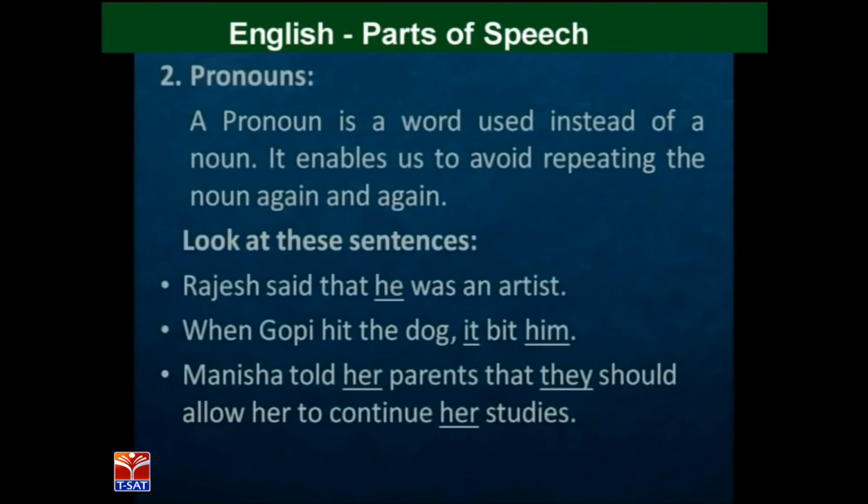So, in this sentence, in place of dog, we can use it. It is used in place of dog. Him is used in place of Gopi. Similarly, Manisha told her parents that they should allow her to continue her studies. They means Manisha's parents. Her studies. Who is she? Manisha. Instead of parents, we can mention they. They is a pronoun. Instead of Manisha, we have used her.